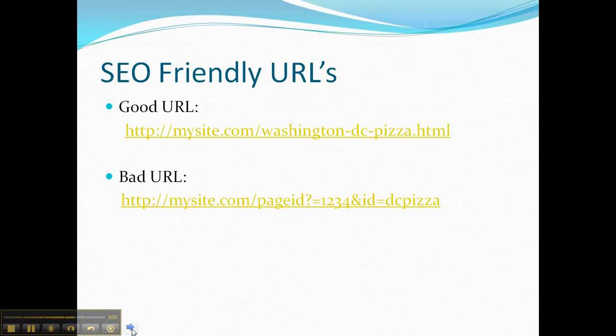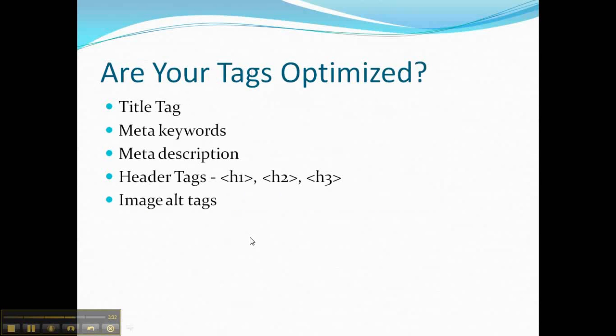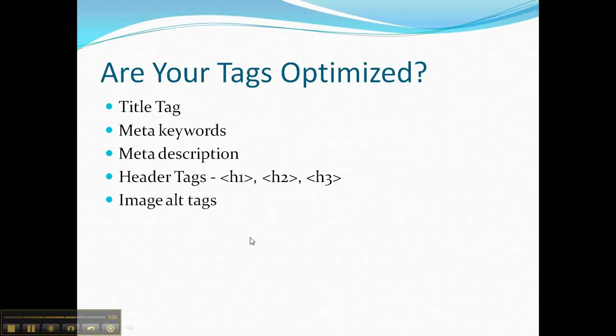Next, we want to make sure that our on-page tags are optimized. Some of the most important tags, there's a lot of tags that I don't have listed here, but these are by far the most important. Your title tag, meta keywords, meta description, header tags, and image alt tags. Now I'm going to show you a live example. We're going to look at a couple of websites and take a look at their title tags, keywords, description, and all, so that you can see how that works.